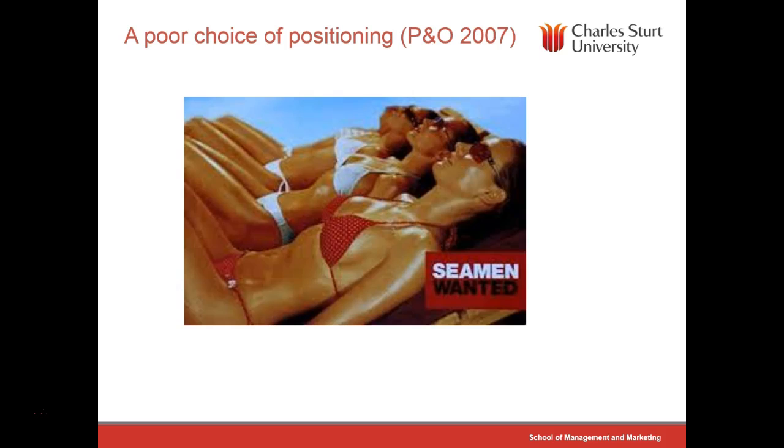Here's an example rather of where organisations get it wrong. This is a poor choice of positioning. The caption reads "Seamen Wanted." P&O back in 2007, who were the cheap, I suppose, fun ship line of Carnival Cruises. Of course, this then alienated a lot of traditional markets. It also can alienate the younger markets because obviously it's quite a sexist campaign. So just an example there to let you know that organisations don't always get it right.